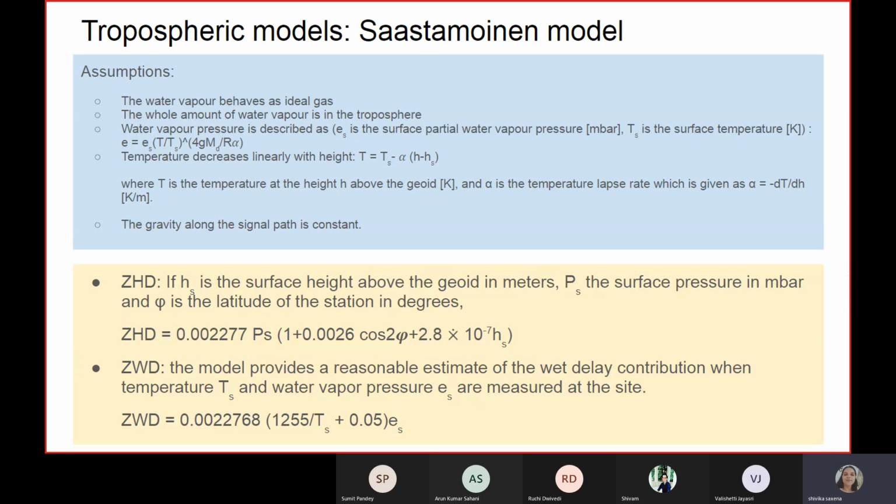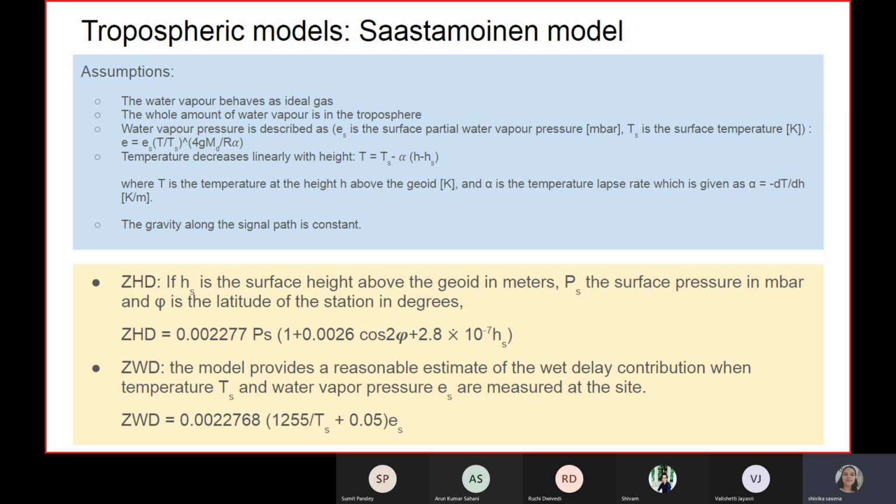So next is our Saastamoinen model. We've already seen that it requires only pressure, latitude, and height information as inputs to compute the hydrostatic delay. Okay, there are a few assumptions. Water vapor behaves as an ideal gas. The whole amount of water vapor is in the troposphere. Water vapor pressure is described as the equation shown, and temperature decreases linearly with height.